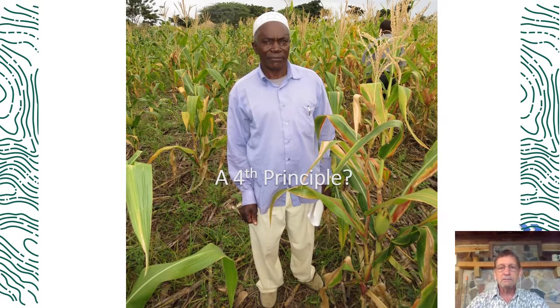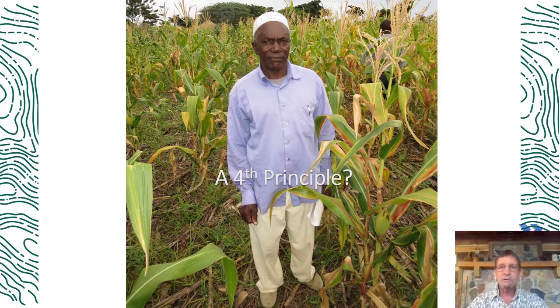For this reason, many advocates of CA promotion have argued that there should be a 4th principle of CA, and that is soil fertility enhancement. This is a picture which was taken in 2014 in one of our project farmers' fields in Tanzania. And this man worked very hard to apply those 3 CA principles. But his maize crop is still suffering because of soil fertility problems, probably phosphorus and nitrogen deficiency.